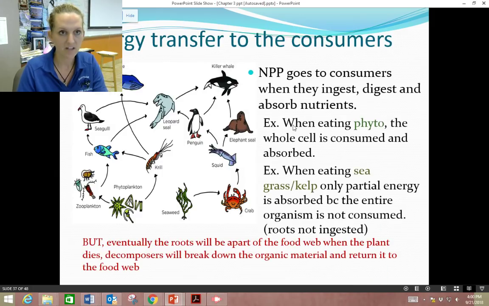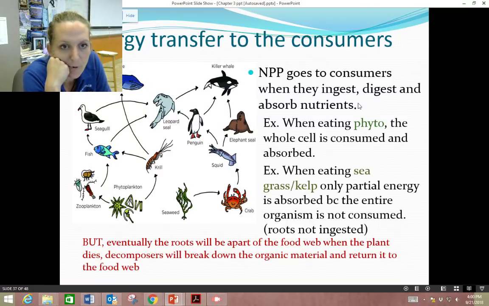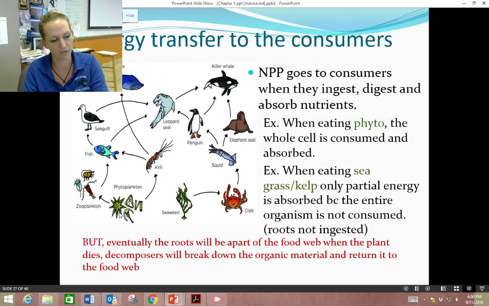Okay. Energy transfer to the consumers. Net primary production goes to consumers when they ingest, digest, or absorb nutrients. So we have gross primary production done by the phytoplankton and the seaweed, but they're going to use some of that for energy. Whatever's left over is what the crabs will net when they eat the seaweed, what the krill will net when it eats phytoplankton, and what the zooplankton will net when they eat the phytoplankton.